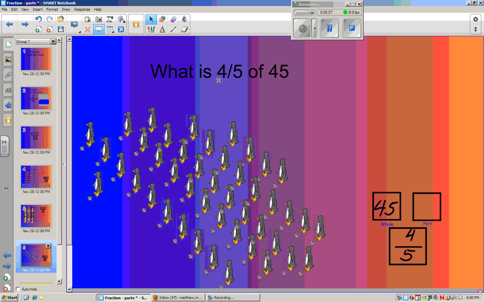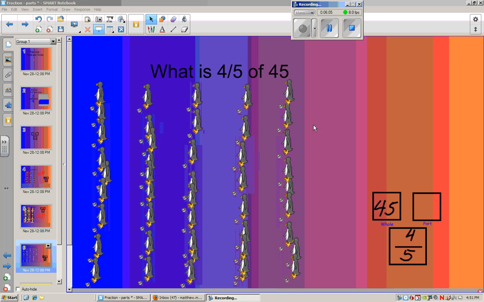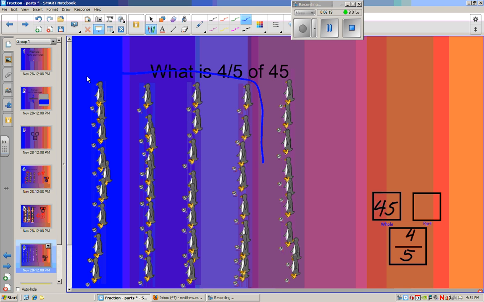So I could divide them into 5 groups. And if we look at this, I'm going to pause it for a second so you don't have to wait for me. All right, so now I've separated it into 5 groups by the magic of pausing. So these 45 penguins are separated into 5 groups because that's our denominator. And now they're asking how many are in 4 out of those 5 groups. Well, if I look at these 4 groups, I know that there are 9 in each one of those lines. And so 4 times 9 is going to give me 36.